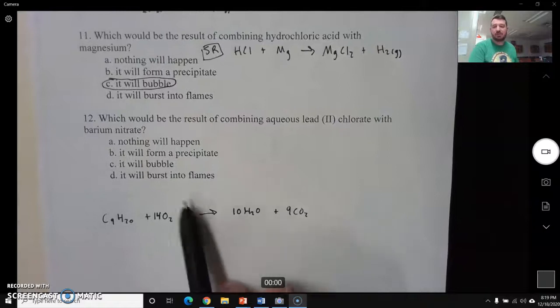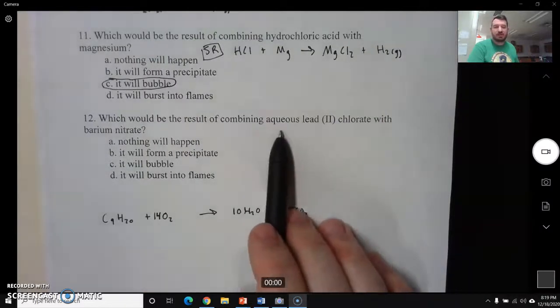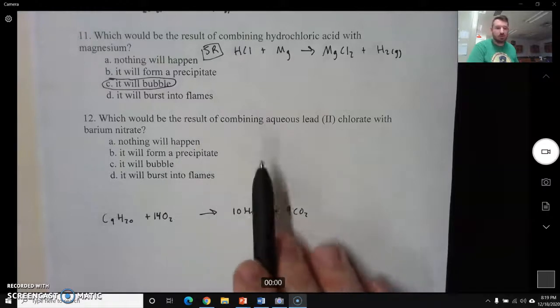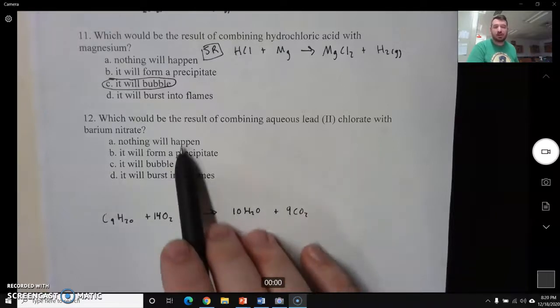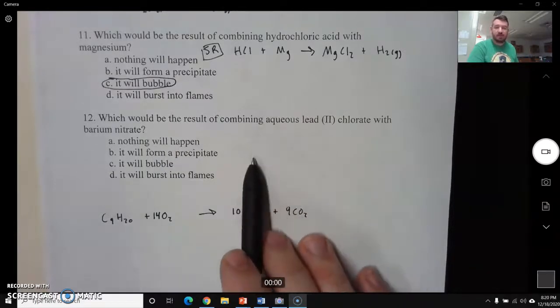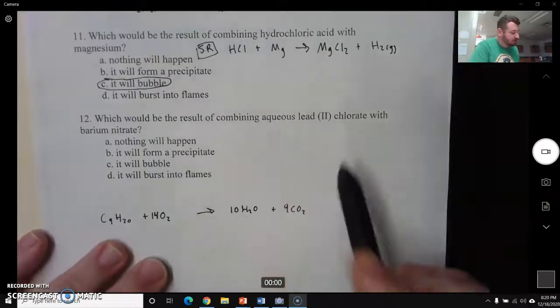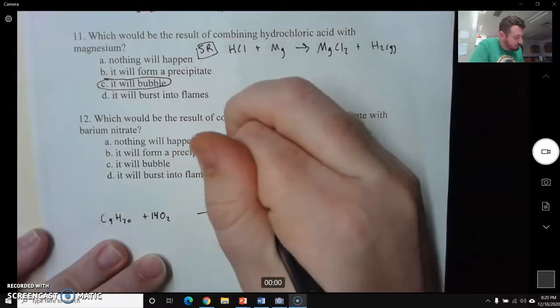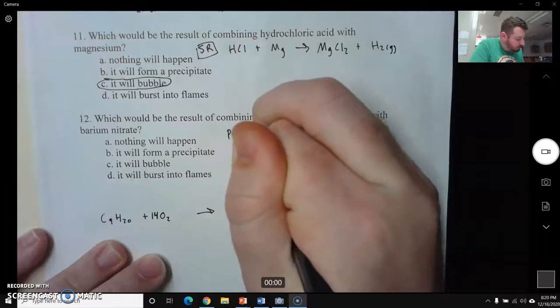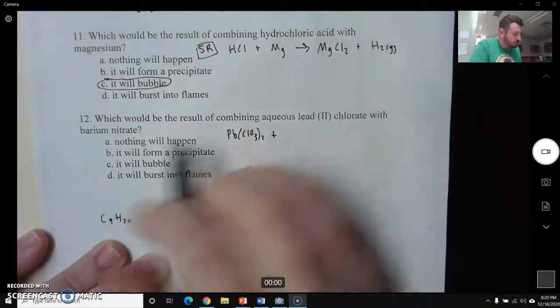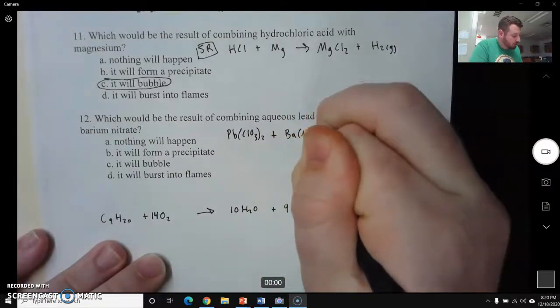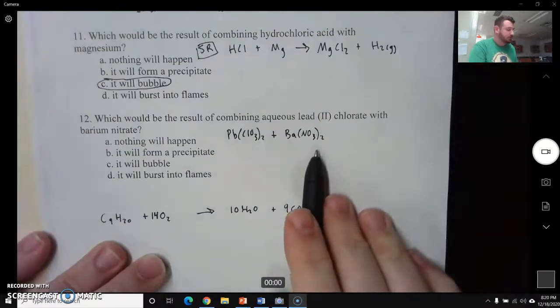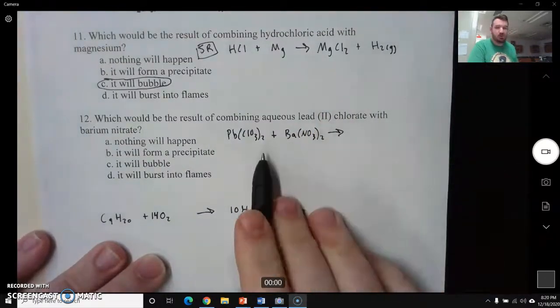All right, so for number 12, what should be the result of combining aqueous lead chlorate with barium nitrate? Why don't you pause the video and try to answer number 12 on your own. You might have to write out the formula yourself before you can answer this question. That's okay. Pause the video. Welcome back. So I have lead chlorate, Pb(ClO3)2, plus barium nitrate, Ba(NO3)2. We're looking at what our products will be.